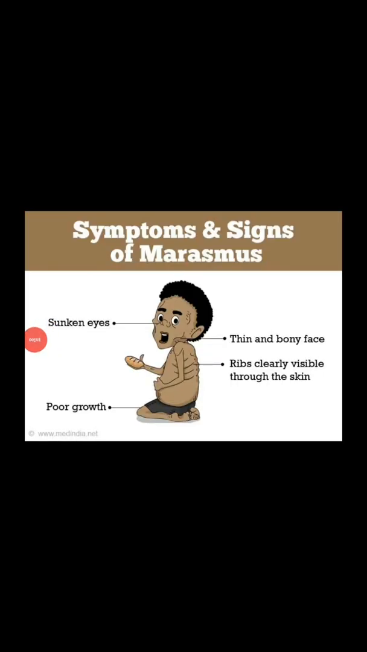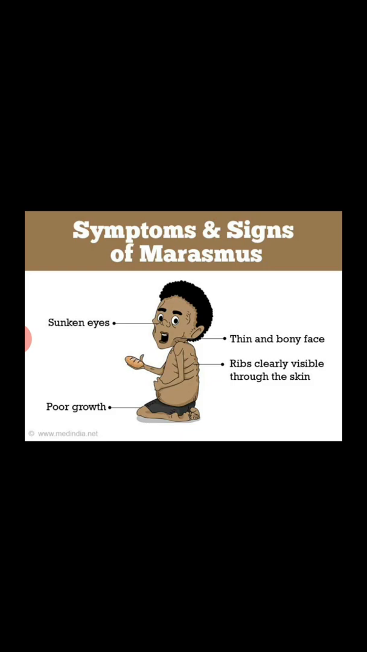The first disease which we are going to talk about is marasmus. I repeat, marasmus. As you can see in this picture, the signs of the disease called marasmus are sunken eyes, the poor growth and development of our body, thin and bony face, you look very weak in your characteristics, and then your bones or the ribs are clearly visible through the skin. It is caused by the deficiency of proteins, fats and carbohydrates in the food you take in your body.